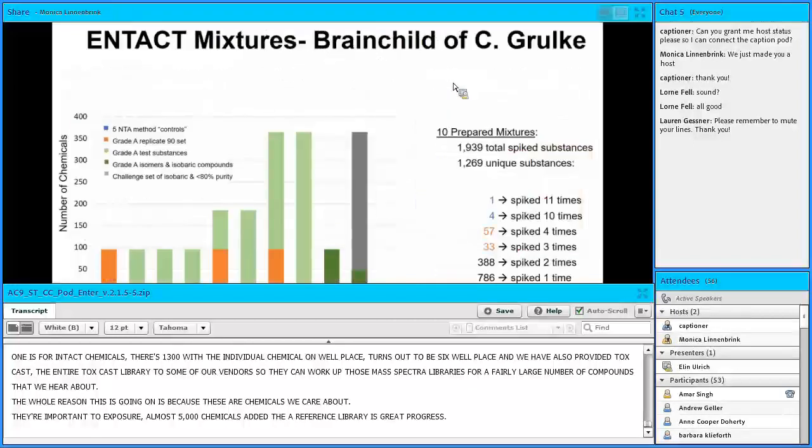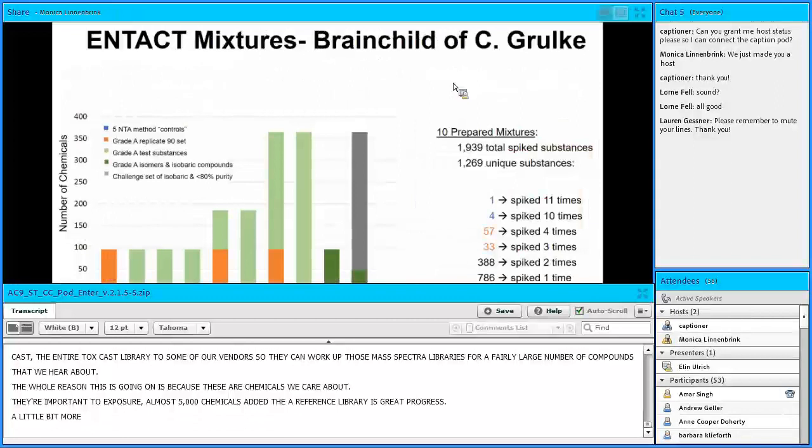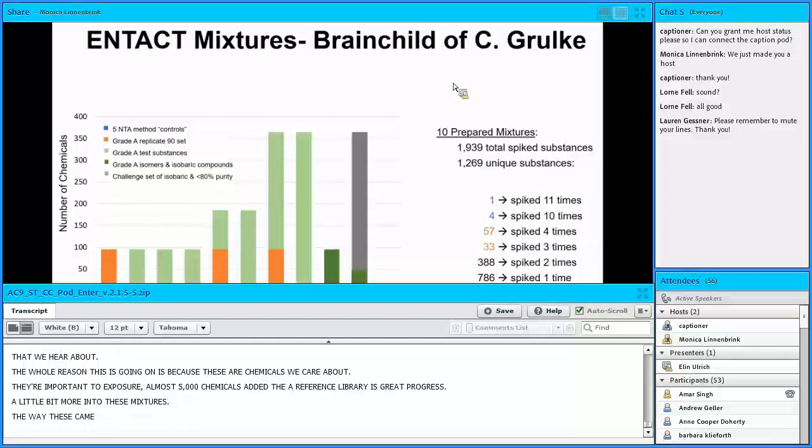So a little bit more into these mixtures. The way that these came together was really the brainchild of Chris Grelke. We like to call him the evil genius behind these mixtures, and there were some aspects of this that are truly diabolical. I think he's kind of proud of that, and we are too.